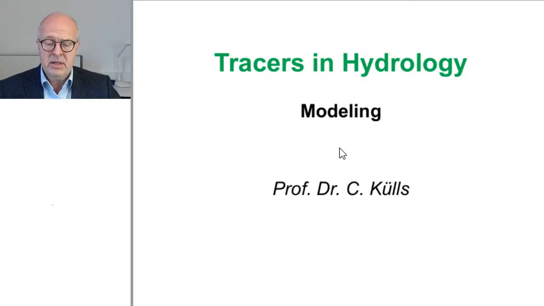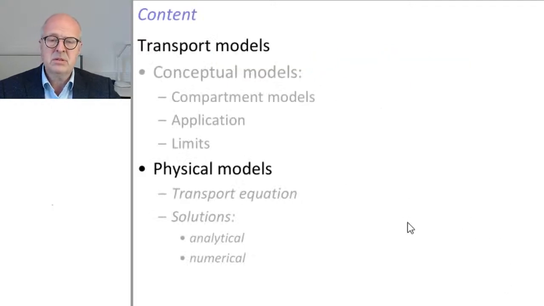Now, modeling of tracers. Basically, we want to be able to predict the concentration of tracers at a certain point or at a certain time for a given geometry and under certain starting and boundary conditions. So this is the question. There are several possible tools for this. We need transport models, and transport models can be subdivided into conceptual models, which are often compartment models.